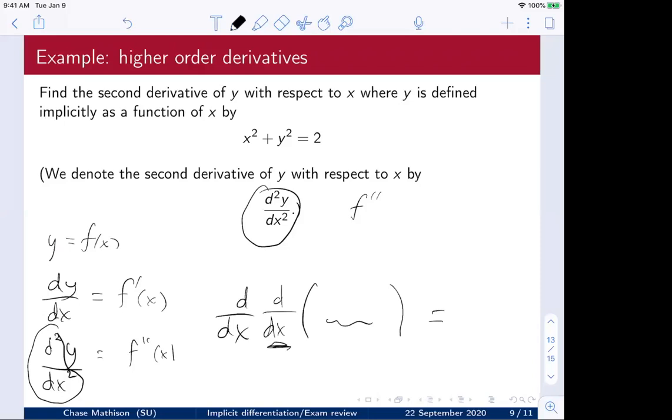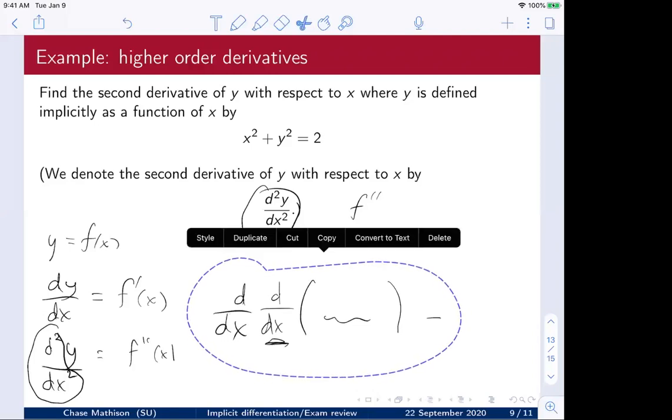This is what's called an operator. You'll get much more into that in your higher level math classes. Okay. But that's where this notation comes from, right? Second derivative of y with respect to x. All right, so let me get rid of this, delete.